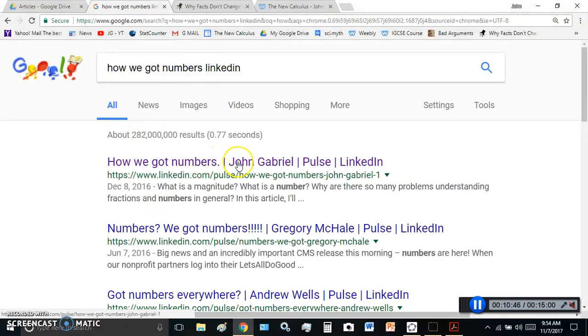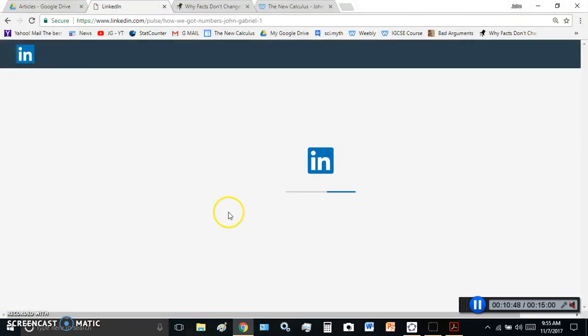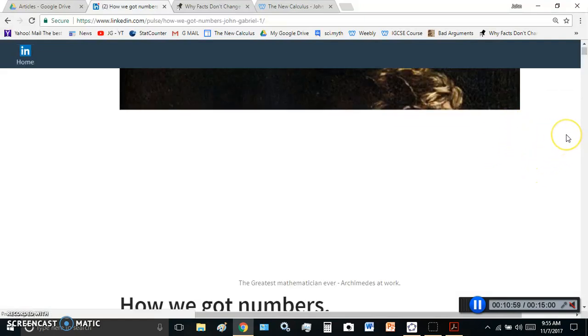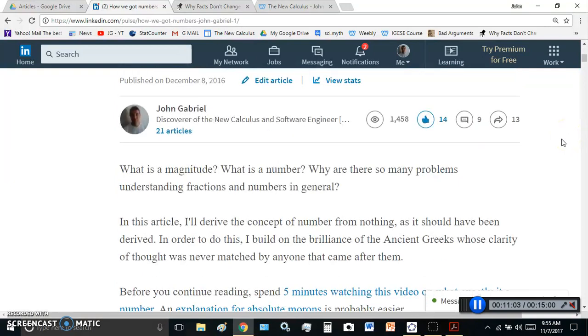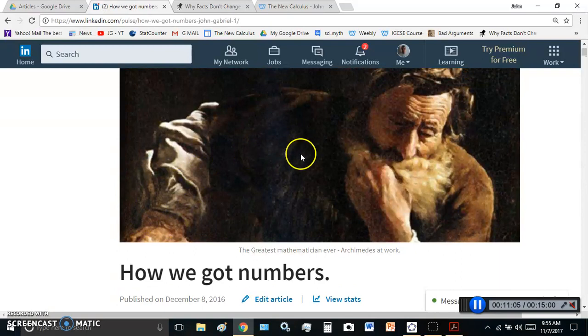This article here explains the true story of how we got numbers, and not the bogus garbage that you read in so many books trying to tell you how we got numbers. So read this article, because if you haven't read this article, you don't have a clue what is a number. Don't trust me. Read it, you moron.